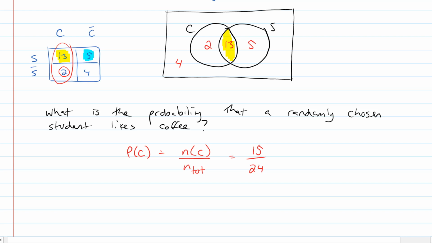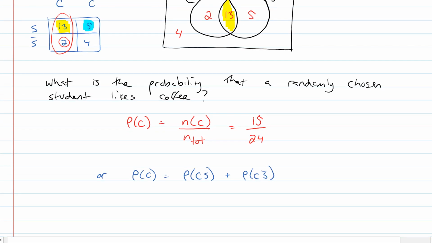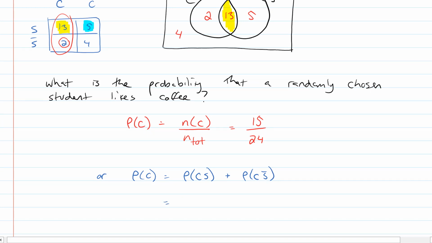If you like, you could also do the following. If you prefer, you could say the probability of coffee drinking is equal to the probability of coffee and spicy plus the probability of coffee and not spicy, and those together make the coffee drinkers. And so if you insist, you could say that that's 13 over 24 plus 2 over 24, and that again gives you 15 over 24.